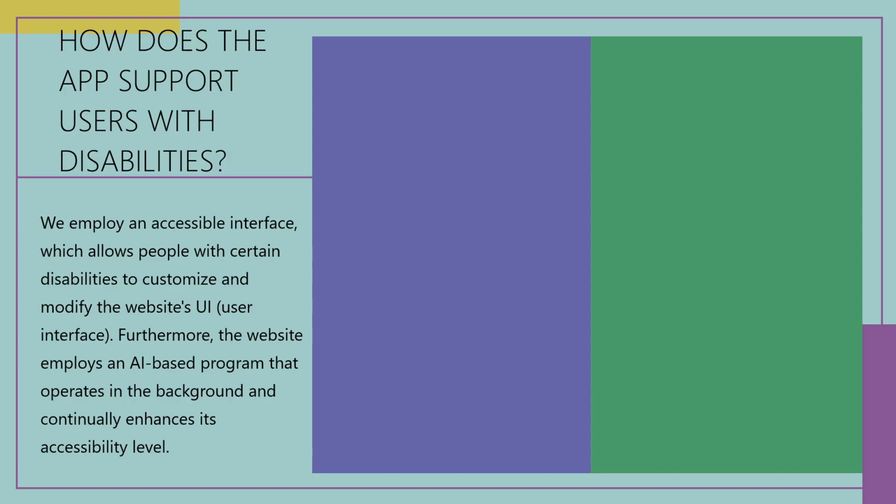How does the app support users with disabilities? So we employ accessible interface, which allows people with certain disabilities to customize and modify the website's UI. Furthermore, the website employs an AI-based program that operates in the background and continually enhances its accessibility level.